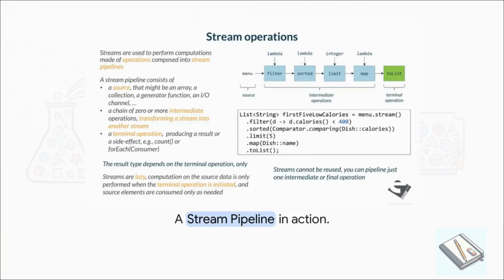Think of it like a restaurant order ticket moving through a kitchen. The data flows sequentially from your source, let's say a menu, right through a chain of those intermediate Lambda operations. It gets filtered, maybe mapped or sorted, before flowing perfectly into that terminal operation to give you your final dish, like a neatly packaged list.